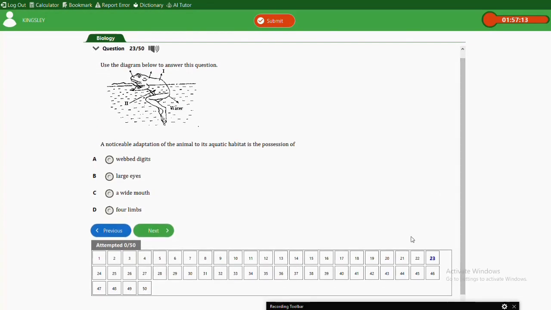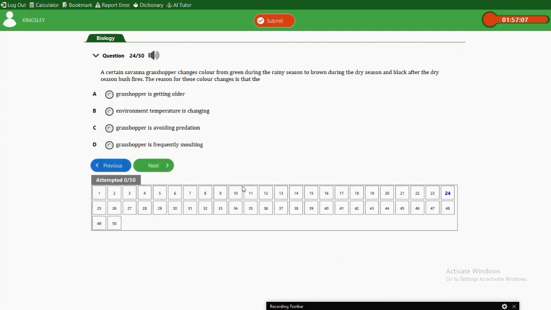So use the diagram below to answer this question. A noticeable adaptation of the animal to its aquatic habitat is the possession of: A, webbed digits, B, large eyes, C, a wide mouth, and D, four limbs. So guys, the correct answer to this question is A, webbed feet. This animal possesses webbed feet, which makes it adapt to the aquatic environment. So let's look at the next question. That's question number 24.